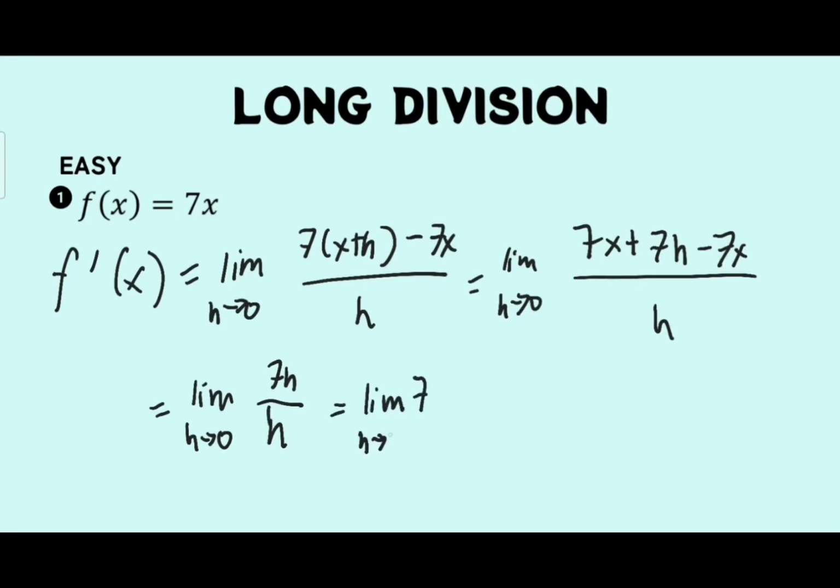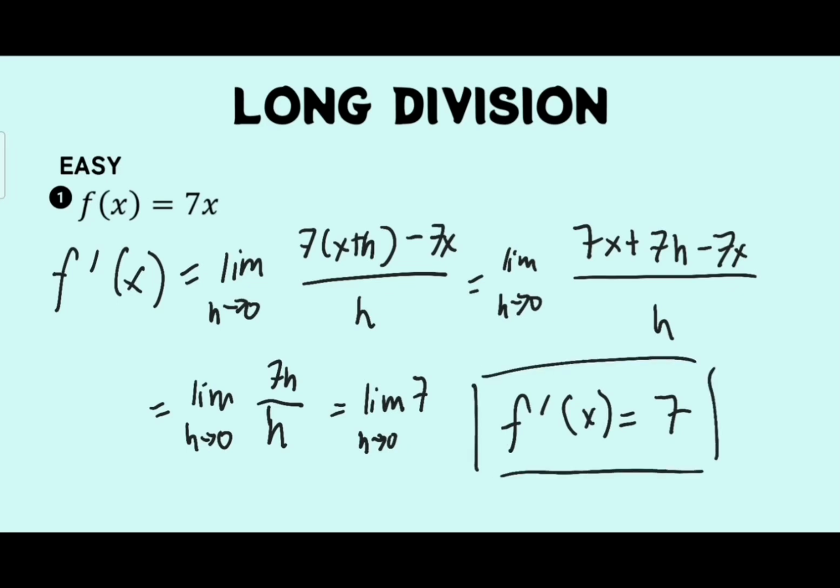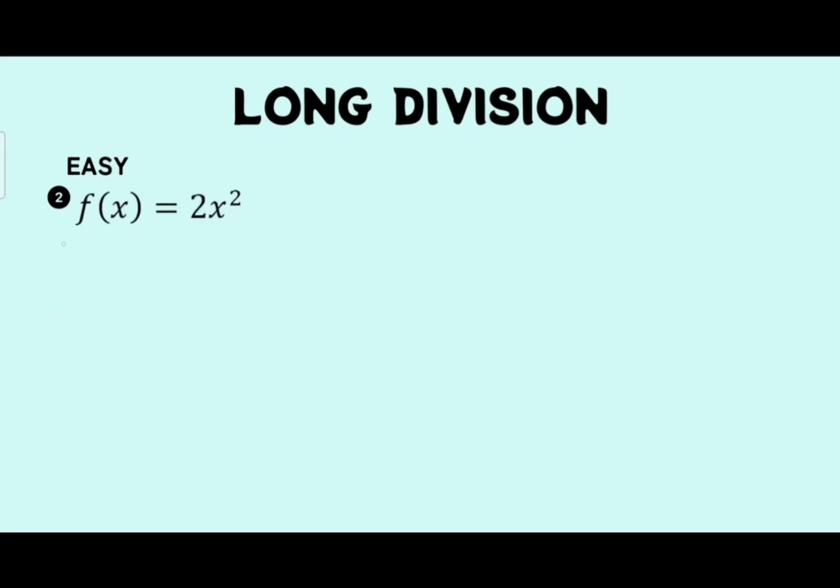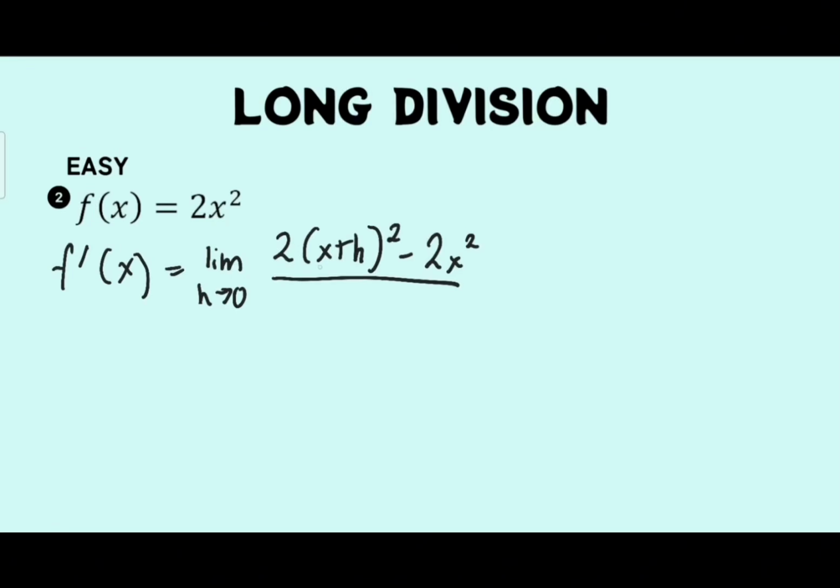Therefore, the derivative of f of x equals 7x is simply f prime of x equals 7. Next up is f of x equals 2x squared. Now we substitute our function, then get f prime of x equals the limit as h approaches 0 of 2 times x plus h squared minus 2x squared, all divided by h. Expanding the squared term, we have 2 times the quantity of x squared plus 2xh plus h squared, minus 2x squared, all divided by h.